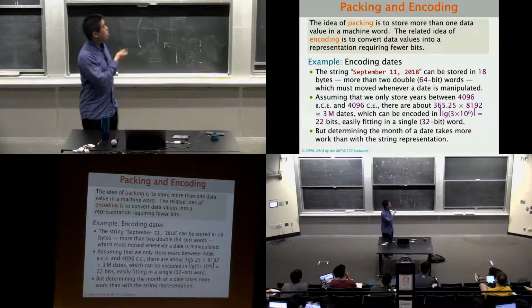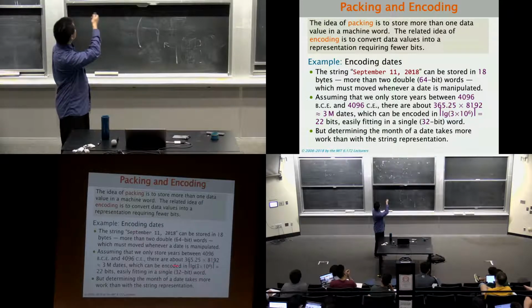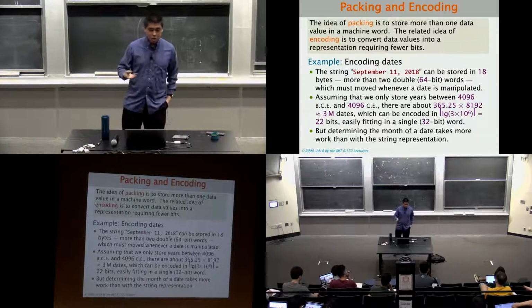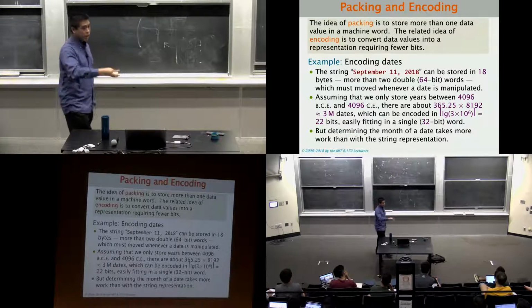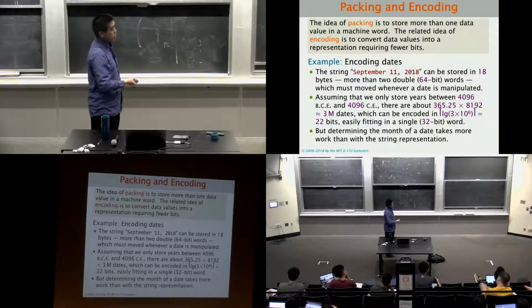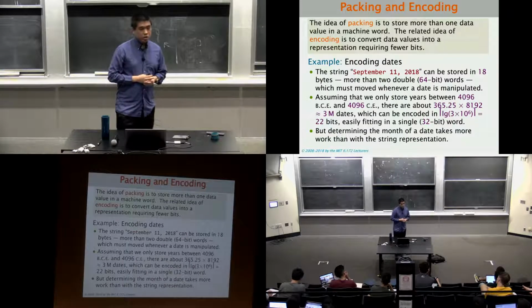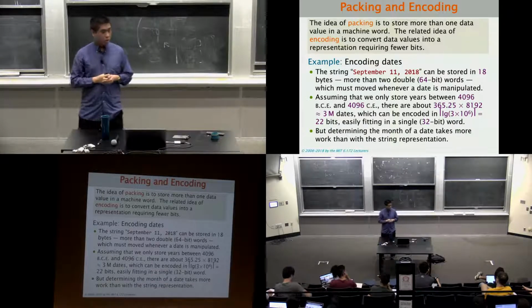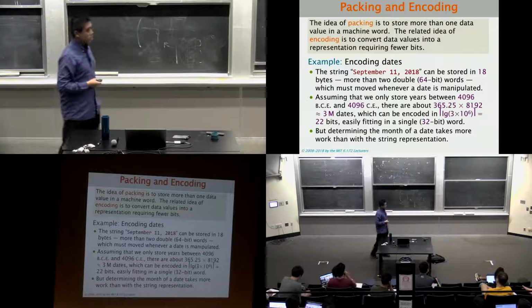So a good way to remember how to compute the log base 2 of something, you can remember that the log base 2 of 1 million is 20, log base 2 of 1,000 is 10, and then you can factor this out and then add in log base 2 of 3, rounded up, which is 2. So that gives you 22 bits. And that easily fits within one 32-bit word. So now you only need 1 word instead of 3 words, as you did in the original representation.